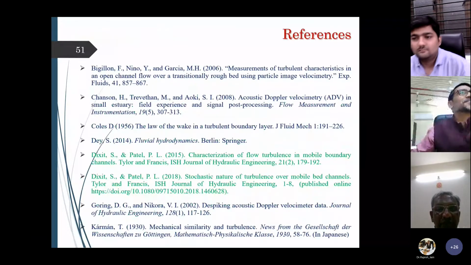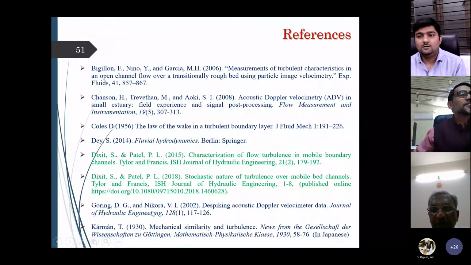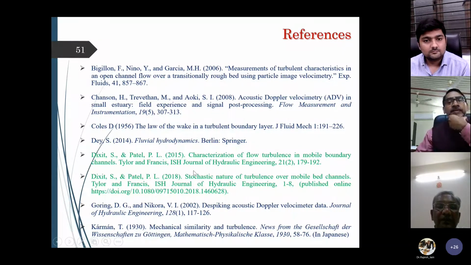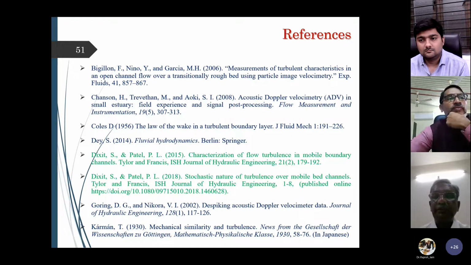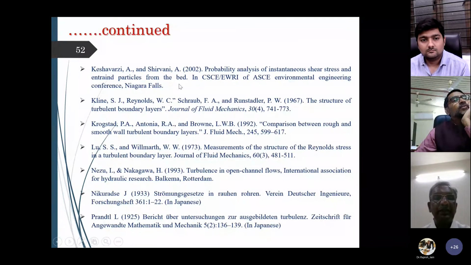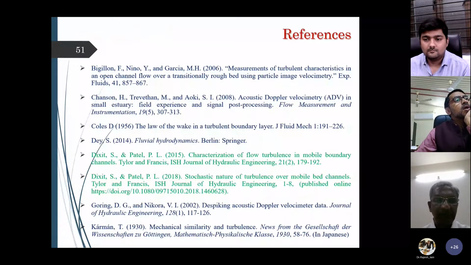One book, of course, I forgot to write, but you can see the book on mechanics of sediment transport and fluvial hydraulics. That is by Professor Garde and Ranga Raju. That book you can refer to. That is a very good book. Okay, so these two books and these few papers you can use, those who want to carry out research over there. So thank you very much.